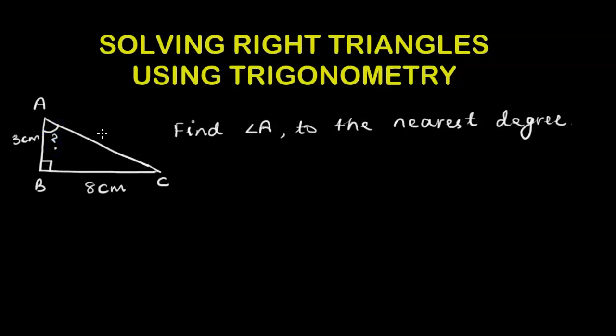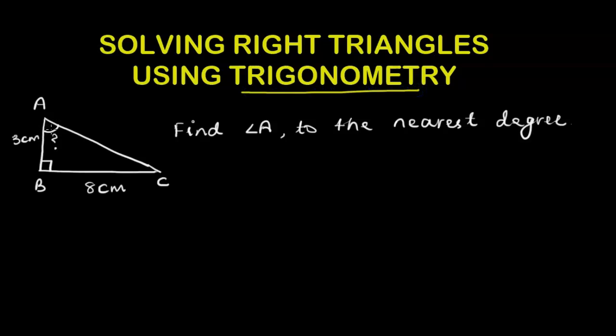Now we notice that in the question we are given side lengths, however we are asked to find the angle. Whenever we are given side lengths and asked to find an angle, or whenever we are given an angle and asked to find an unknown side length, that means we have to use the relationship between the angle of the triangle and the side lengths of the triangle. And that relationship is called trigonometry.